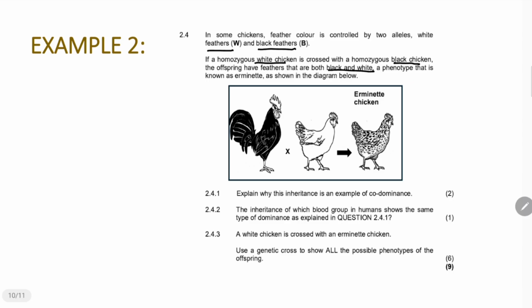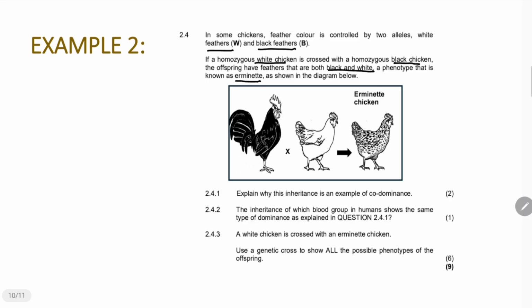And they're saying that this chicken with black and white feathers is known as Erminette. So a black chicken and a white chicken will give us an Erminette chicken. That is a chicken that is black and white. So explain why this inheritance is an example of codominance.